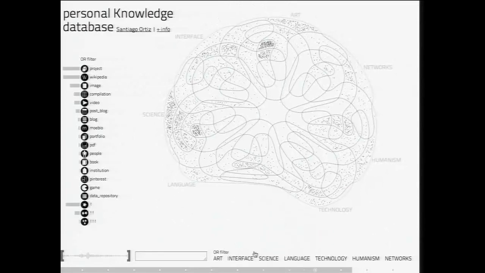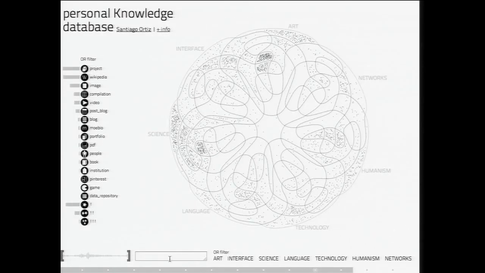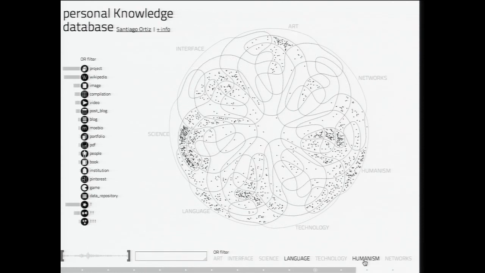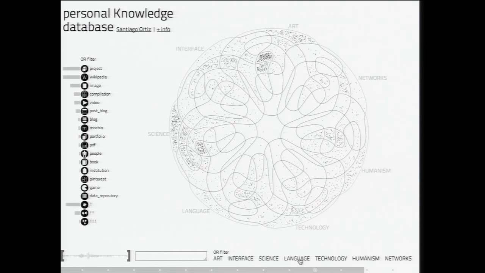Then you have tools to make more rational search, like combining. Imagine I want something about language and humanism. So the main categories are art, interface, science, language, technology, humanism, and networks. 7 categories. Some of you may want to ask, is it possible to do this with 8 or 9? No, the answer is no. It's like there is a 7-set Venn diagram, but we all know that any decent category taxonomy system is based on 7 categories, so it's okay.